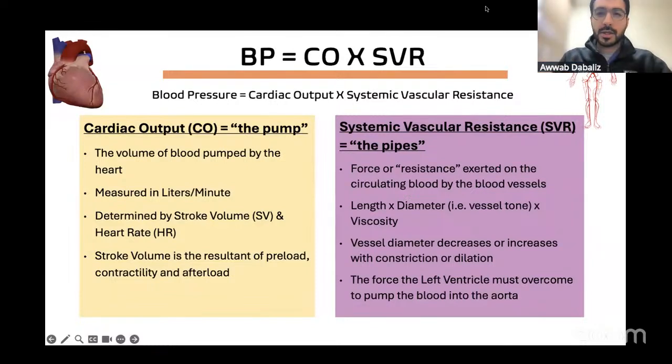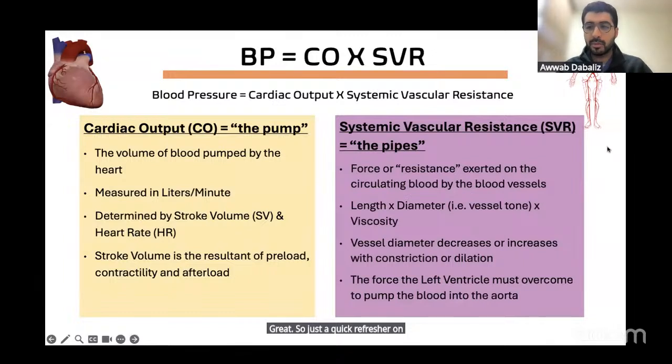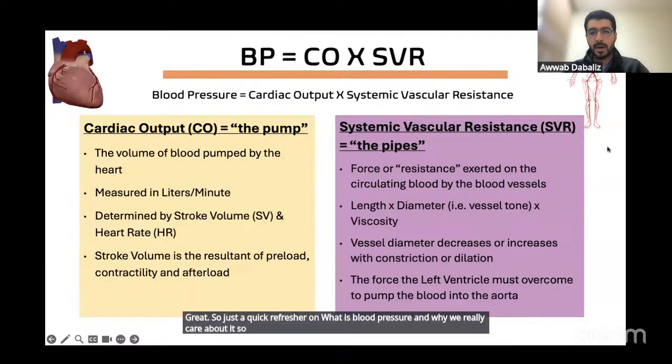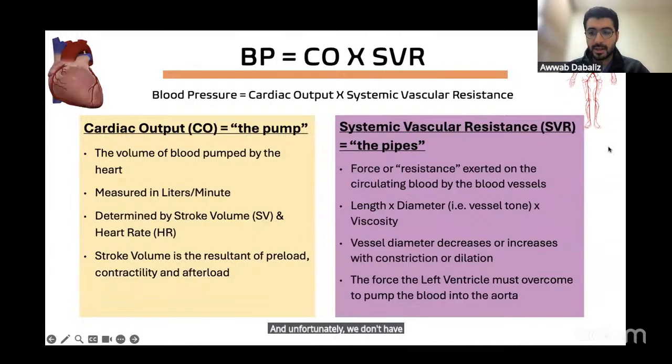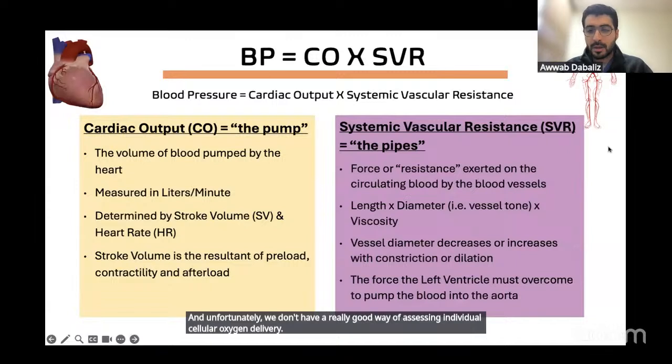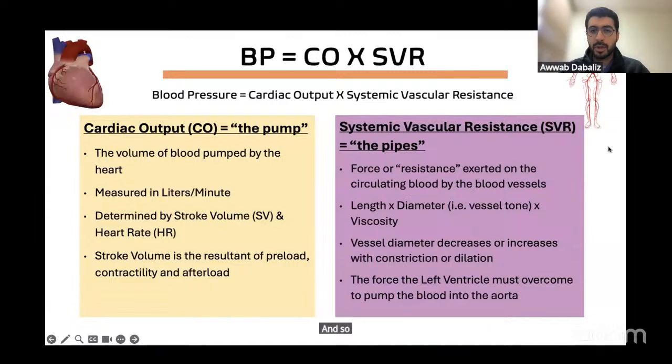Great. So just a quick refresher on what is blood pressure and why we really care about it. When we talk about oxygen delivery to the tissue, that is really the basis of what we care about. And unfortunately, we don't have a really good way of assessing individual cellular oxygen delivery, and so we use blood pressure as a crude or very generalizable substitute for that purpose.